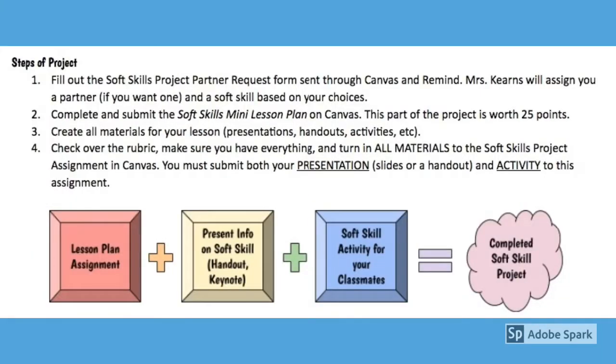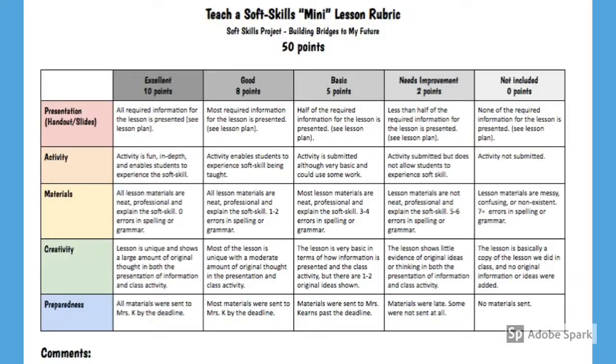The final step of the project, which is step number 4, is to check over the rubric and make sure you have everything, and then to turn in the project. So let me show you how to do that. The rubric is located on Canvas under the assignment called Soft Skills Lesson Project, and the document is called Virtual Rubric.